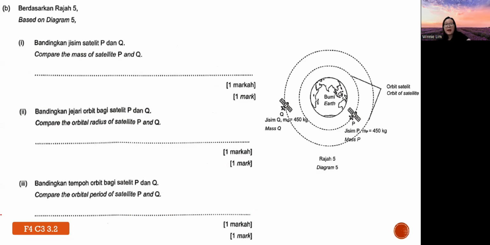Now, you see that the diagram also gives you the value, so it seems easier. So 450 kg, same. You can straight away write the word same, or you can just use the equal sign, also can. Then moving on to orbital radius. What is orbital radius? You need to know the meaning of orbital radius. It's actually from here for P, and then this one is for Q. So which one is greater now? Q is greater, or P is smaller.